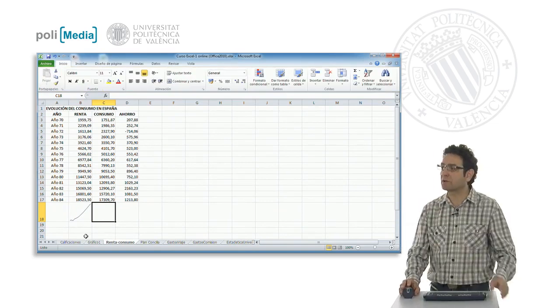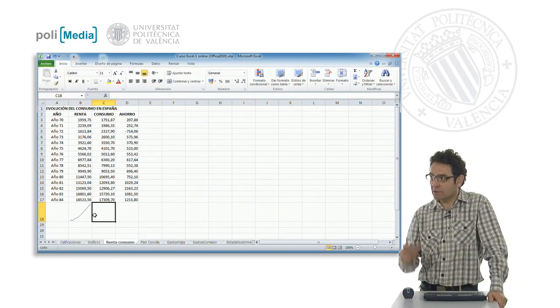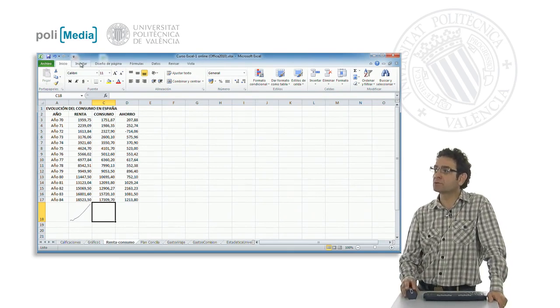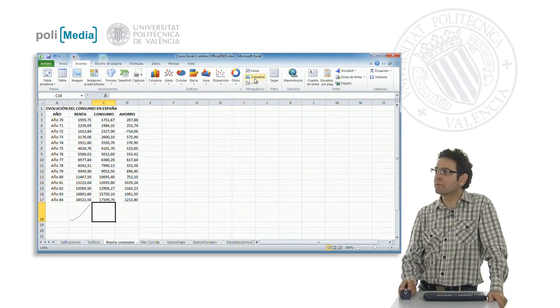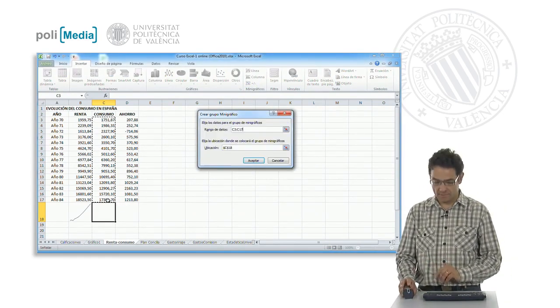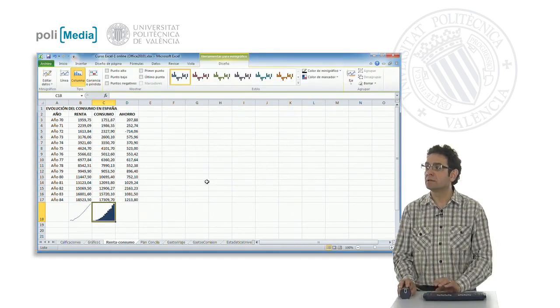These mini charts, there are various types, as we have seen. We have the line graph. We could also have inserted a mini bar chart, where we have to indicate the corresponding range, and then it represents it with columns.